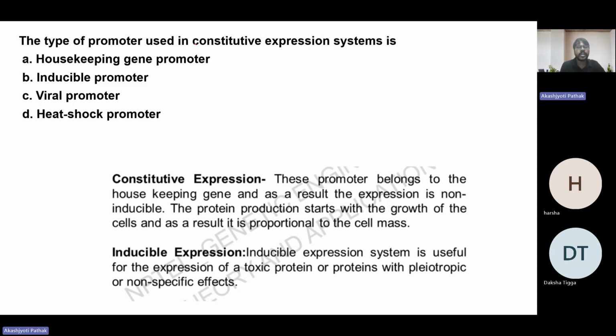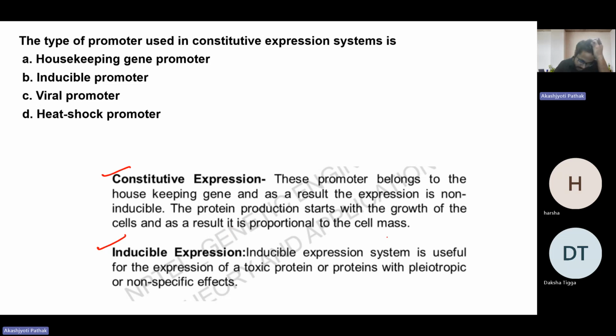So what type of promoter is used in a constitutive expression system? You have two types of expression system: one is the constitutive expression system and another is inducible expression. So what is constitutive expression? There are some housekeeping genes, and housekeeping genes will be expressed all the time. This is called constitutive expression. These promoters belong to housekeeping genes, and as a result the expression is non-inducible. The protein production starts with the growth of the cell and is proportional to the cell mass.